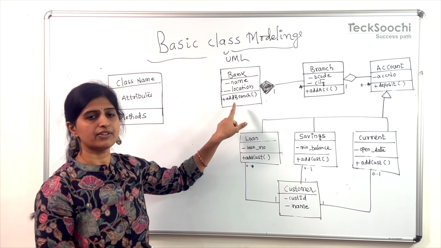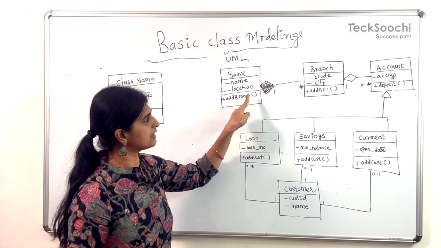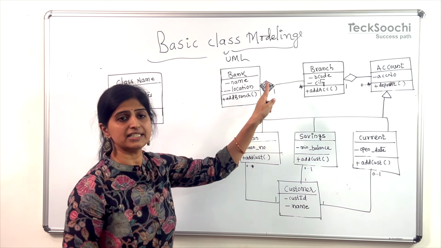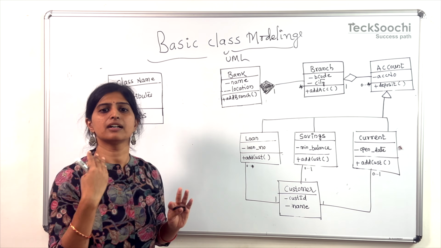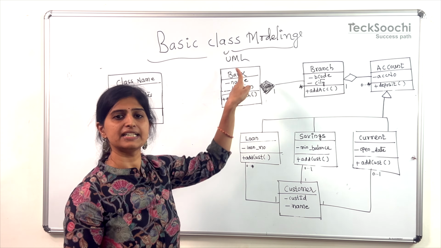To begin with, I have a bank and a branch. Whatever line I am connecting between them basically indicates the association between the classes. The third step: once I have identified the objects, the attributes, and the methods associated with each class, I have to link them together by a concept called association. That is nothing but a link connecting each other.